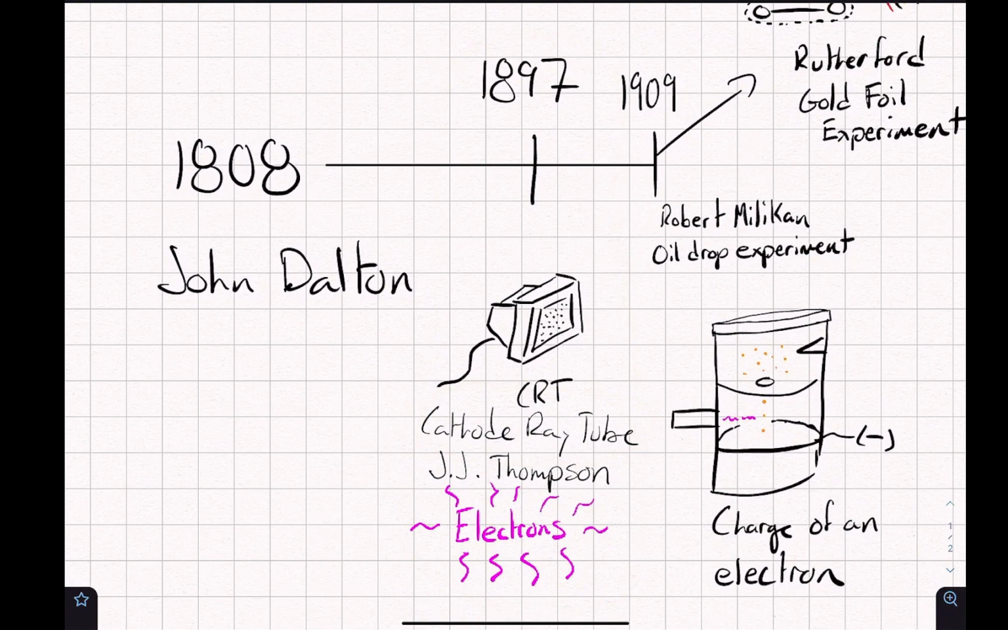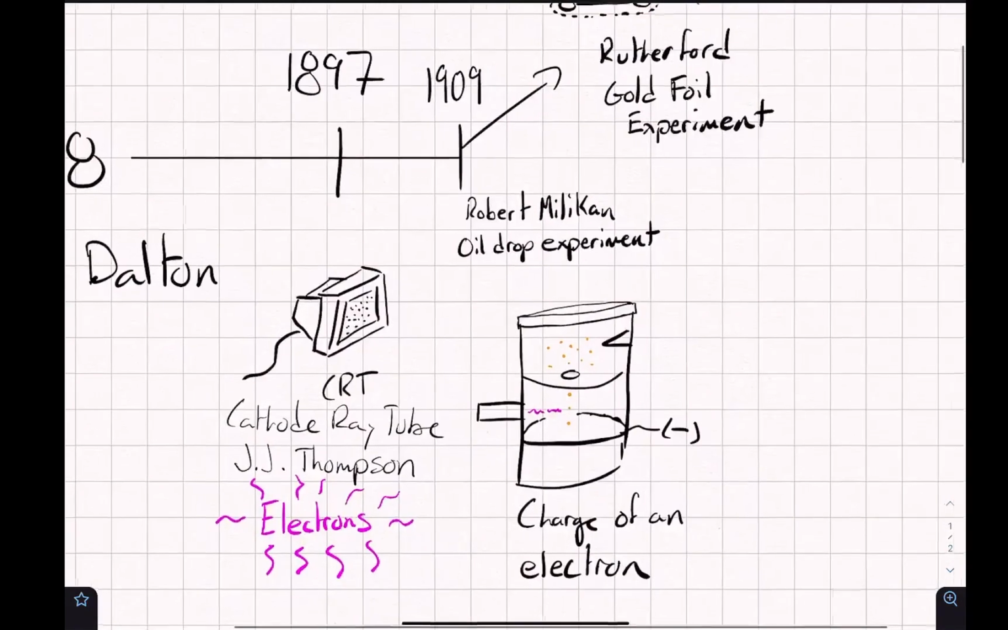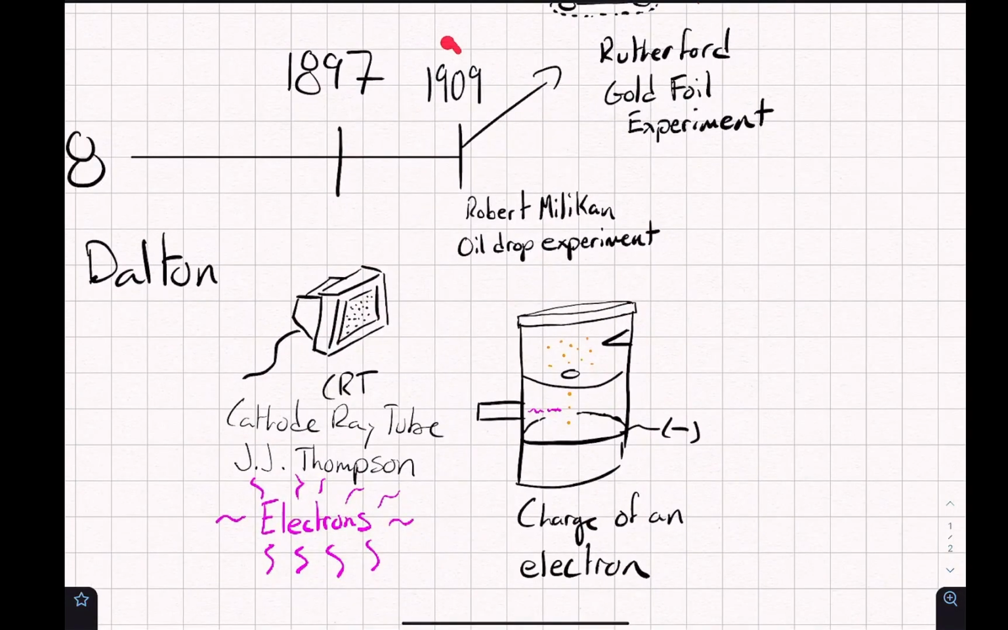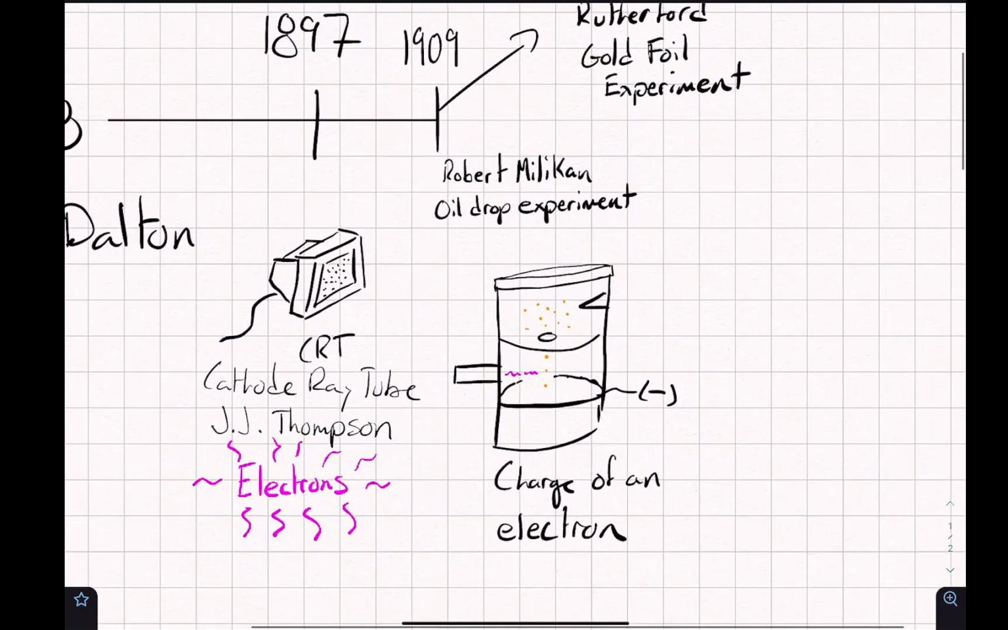But that same technology is what J.J. Thomson was using way, way back in the day to prove that there were electrons. Then, just over 10 years later, 12 years later, Robert Millikan did the oil drop experiment.